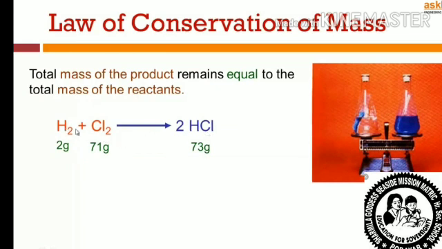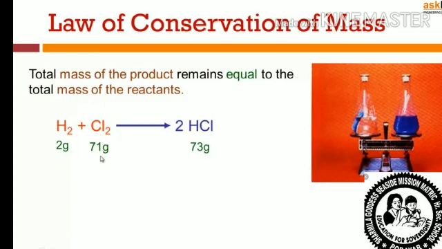Here hydrogen is 2 grams and chlorine is 71 grams, taking 1 mole each, and we are getting 2 moles of hydrogen chloride, so that is 73 grams. So the total mass of the reactants is 73 grams and the total mass of the products is also 73 grams. There is no change of mass during the reaction. The total mass of the reactants is equal to that of the products. So this law is used to balance any chemical reaction.